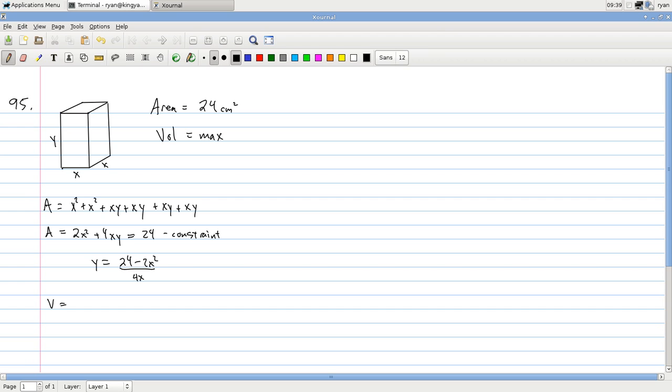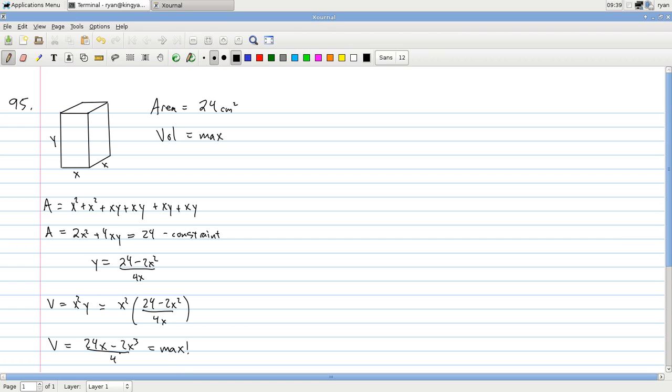And the volume of a box is length times width times height. So this is x squared y. But we know from solving our constraint equation the value for y. So let's plug this in to the volume equation. We've got x squared times 24 minus 2x squared over 4x. Simplifying this, we have V equals 24x minus 2x cubed over 4. This is the function we want maximized. So this is our objective equation.